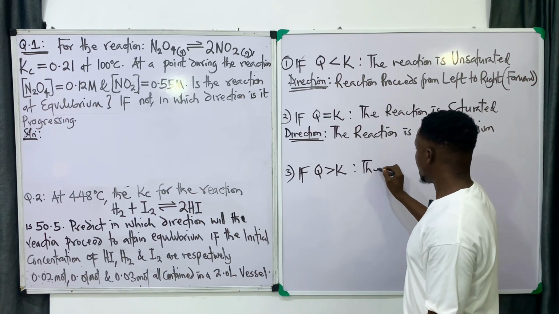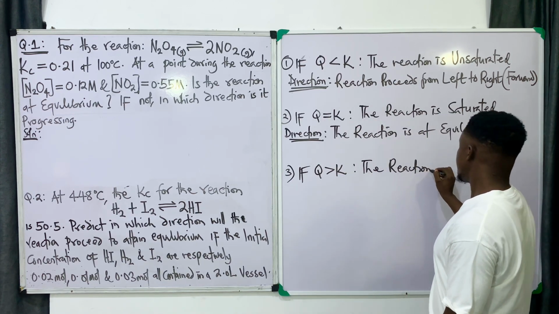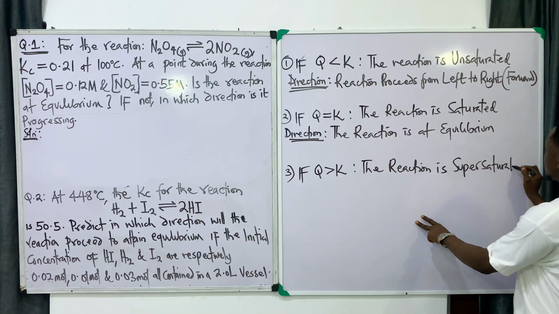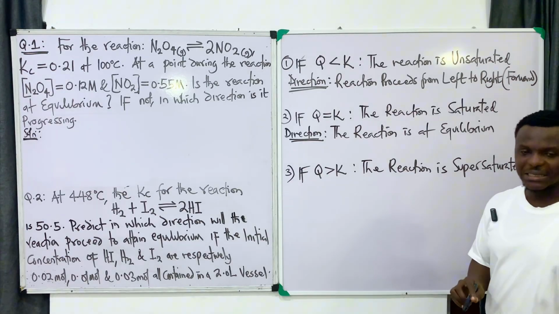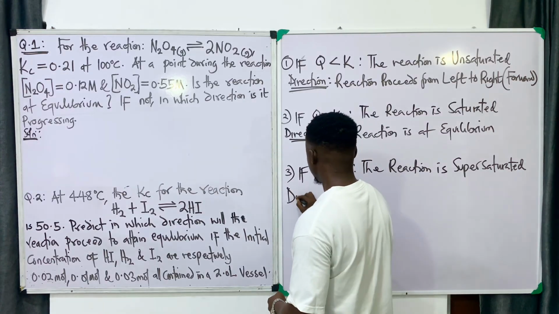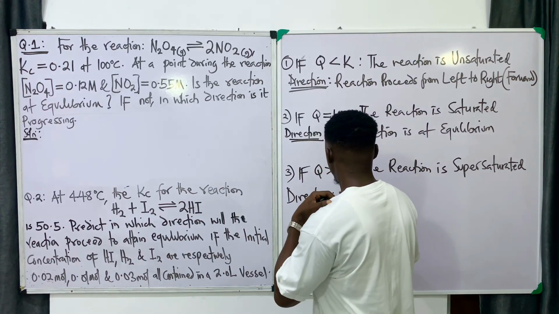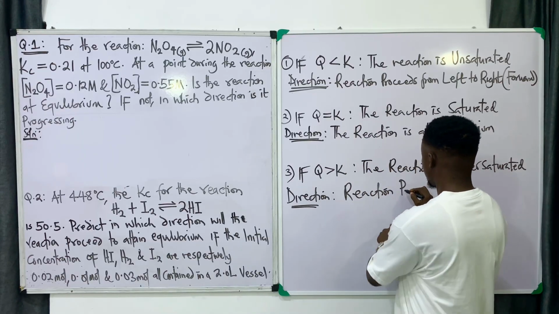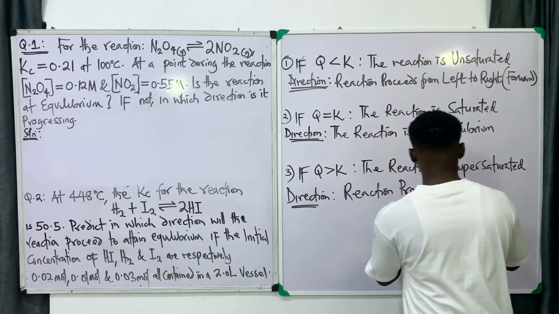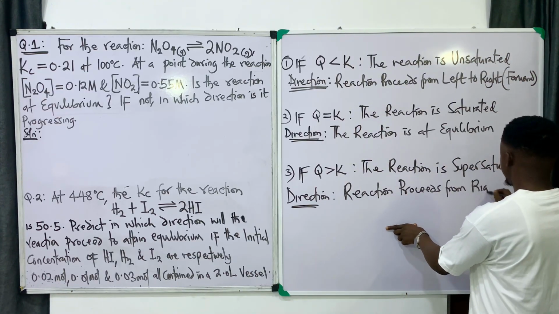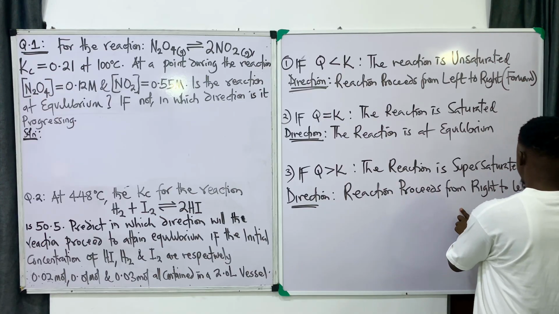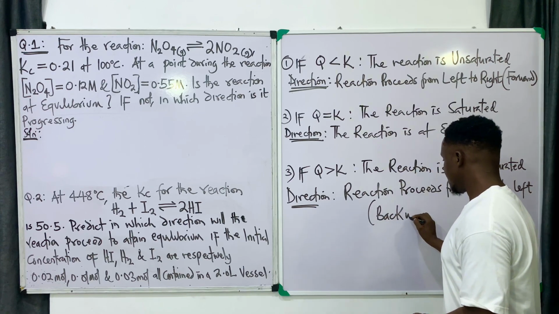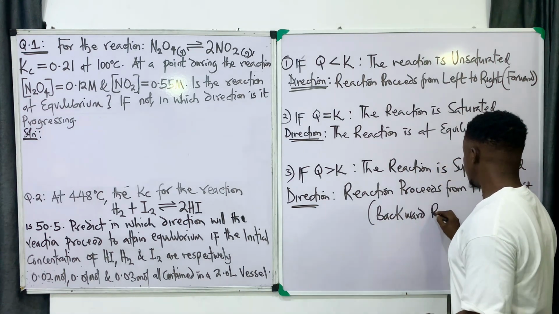Now, the third option is if Q is greater than K. In this case, we say the reaction is supersaturated. And what is the direction? The reaction proceeds from right to left, and that is backward reaction.